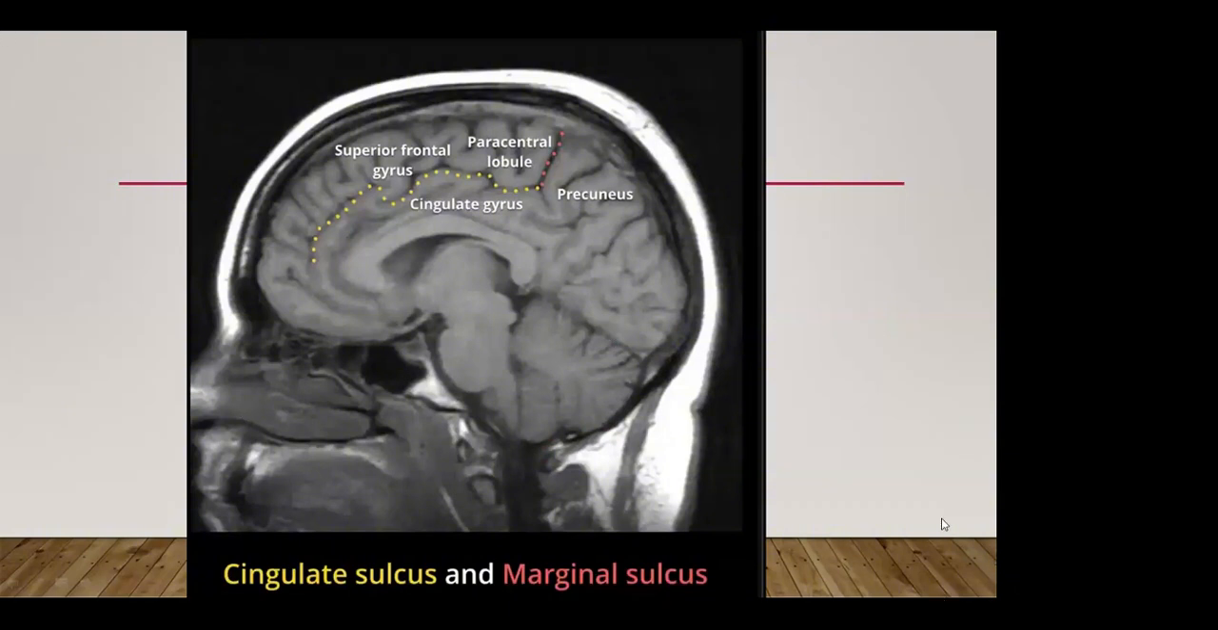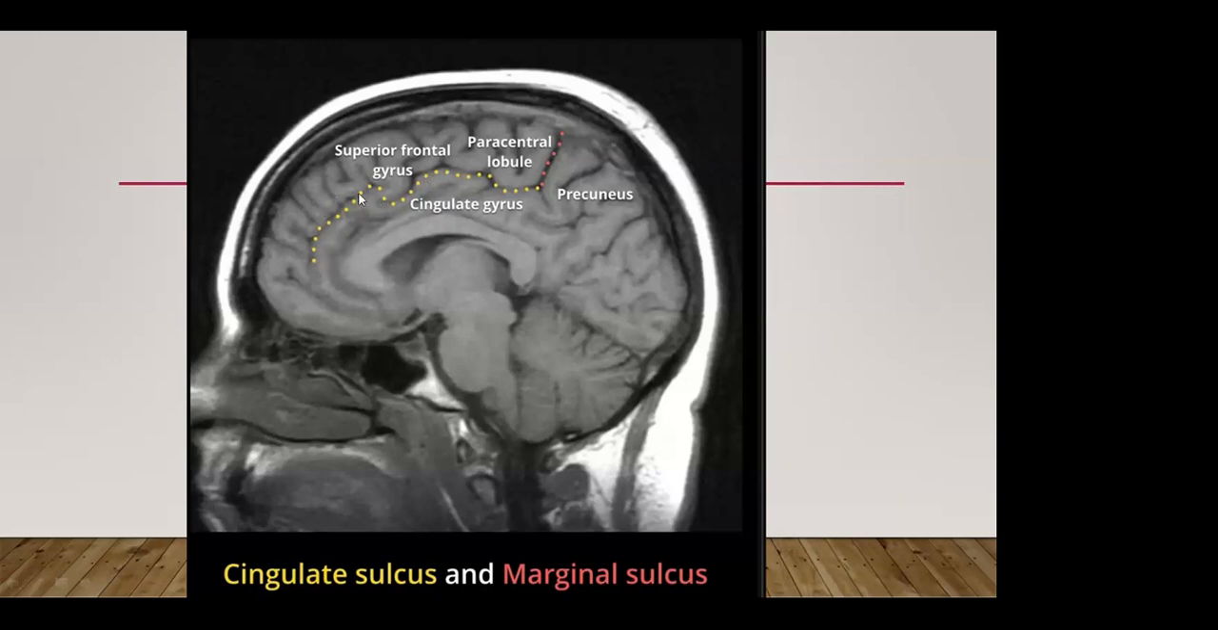This is the orientation on the medial aspect of the cingulate sulcus. So here we can see this is the cavity of the lateral ventricle. This is the corpus callosum, like we can trace. The corpus callosum is separated from the cingulate gyrus via the callosal sulcus, and the cingulate gyrus is separated from the superior frontal gyrus via the cingulate sulcus.